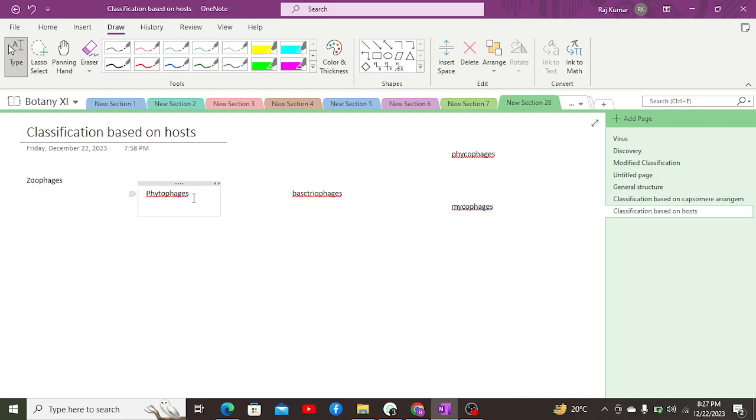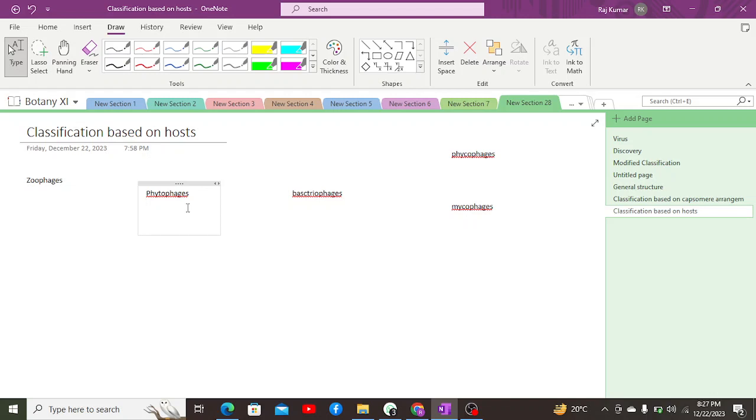Phytophages are those viruses which infect plants. There are more than 2000. The viruses which infect plants are mostly RNA viruses. Some of these are DNA as well. Zoophages are those which infect animals; half of these are DNA and half are RNA viruses. Bacteriophages are DNA viruses. Mycophages are those viruses which attack fungi, and phycophages are those which attack algae.